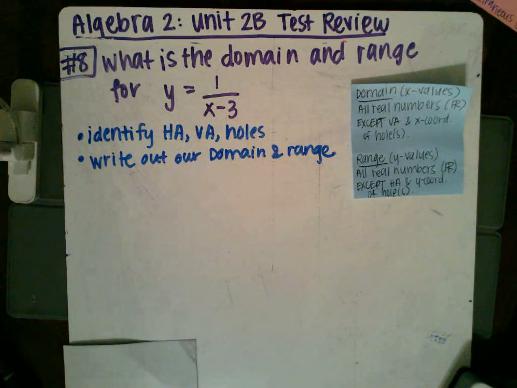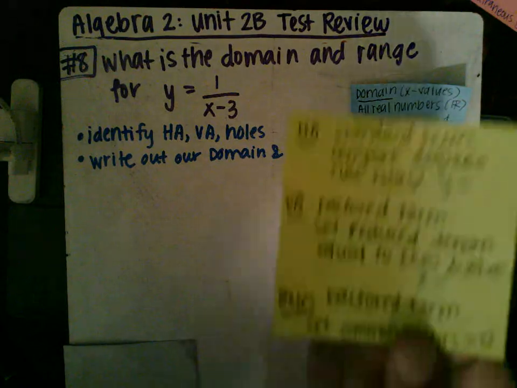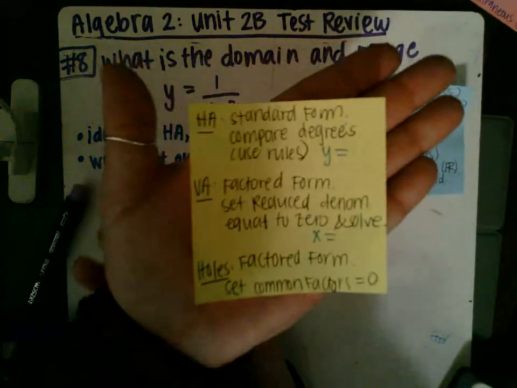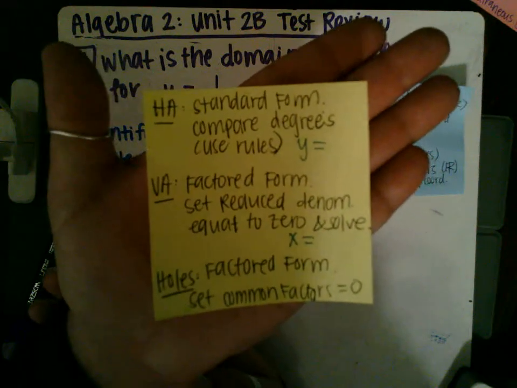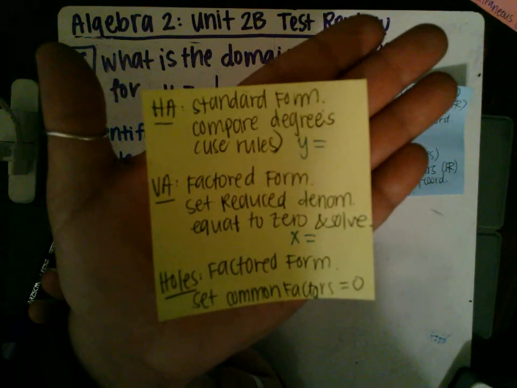So for this expression, to find our horizontal asymptotes, we need our expression in standard form, which it is, and we're going to compare the degrees using the rules. So here's another good to know, okay? To find horizontal asymptotes, we need it to be in standard form. We have to compare the degrees using the rules. And we get an equation y equals.